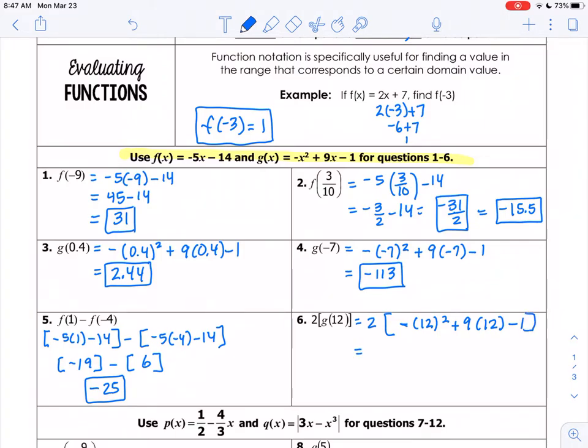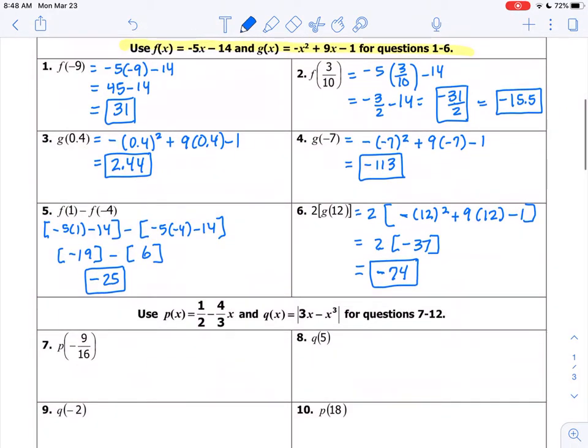And what I would suggest is working out all this inner part first. That gives me negative 37. You just put it in your calculator all at one fell swoop there. And so that gives me negative 74. So just double check it yourselves. Make sure you can get these same values and there's no errors. If there are any errors, you just email me and let me know.